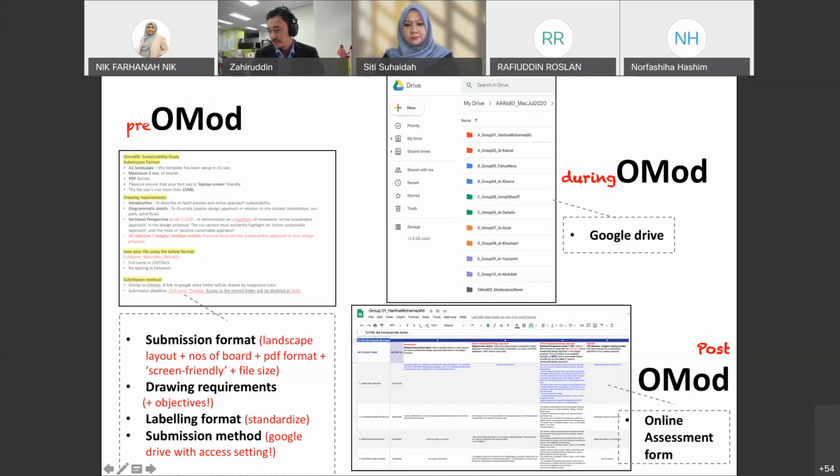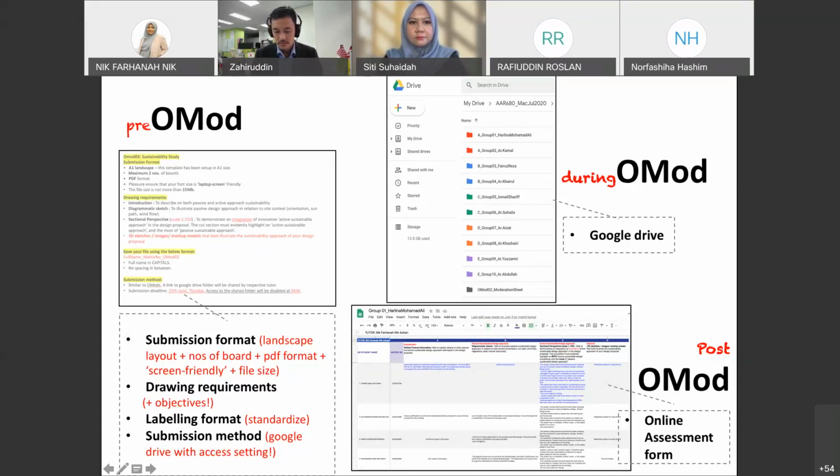So every time before ODL, what we're supposed to do is give a briefing to the students on what we expect them to do. So the submission formats, we give drawing requirements, the labeling, submission methods, and all this should be done through Google Drive. The most important thing is that we tell them what to expect.